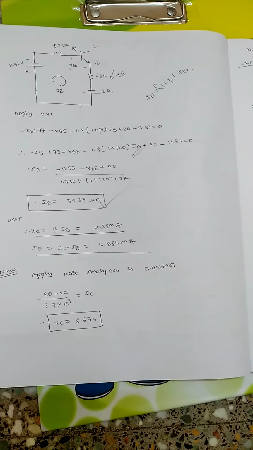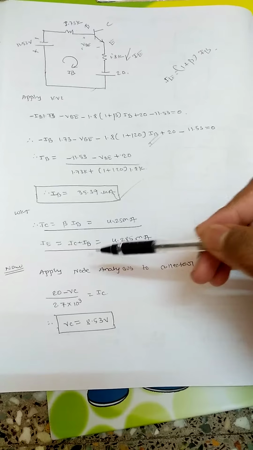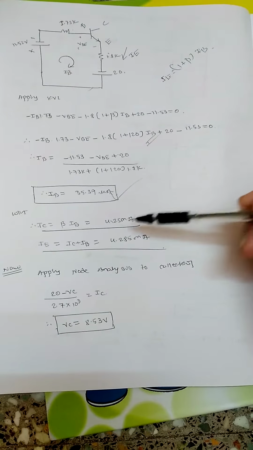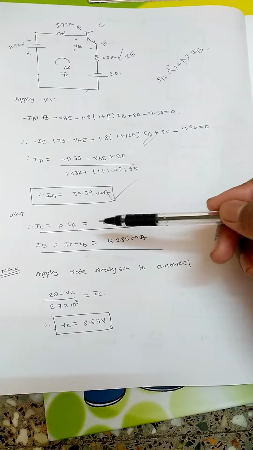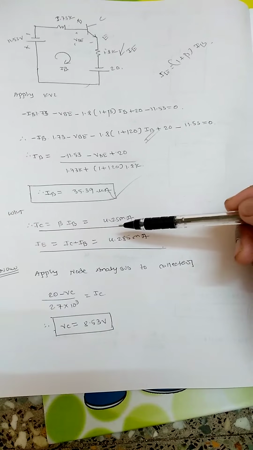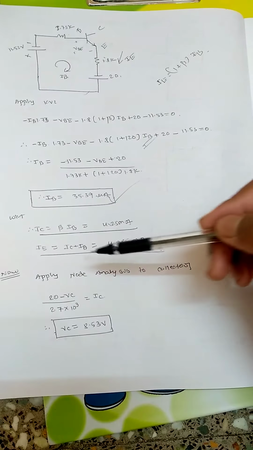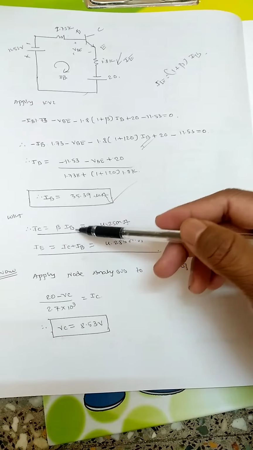So now I have got the base current value. I need to find the collector and emitter currents also. I know the relation: collector current is equal to base current into beta. Beta I know and base current I know, so when you substitute the values, we get 4.25 milliamps. And emitter current IE equals IC plus IB.